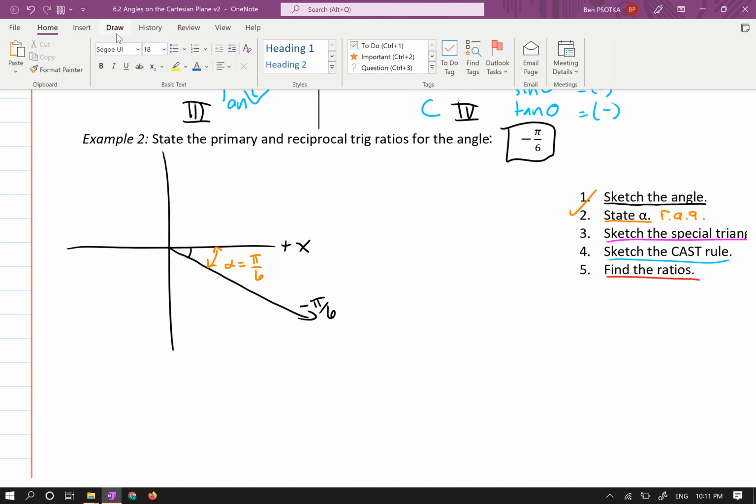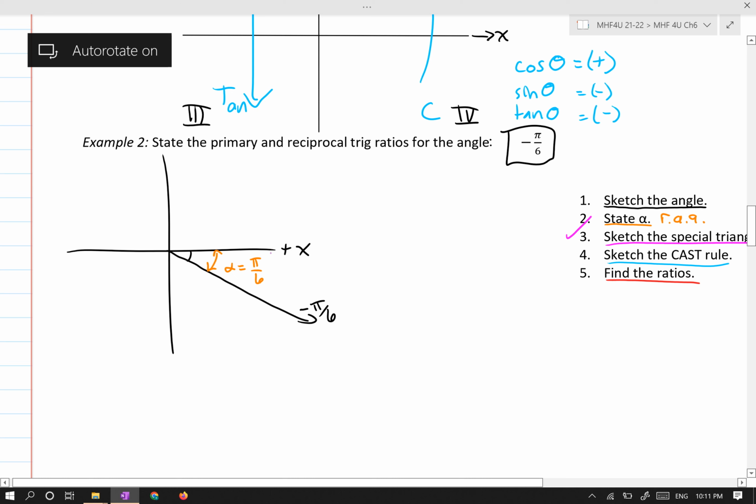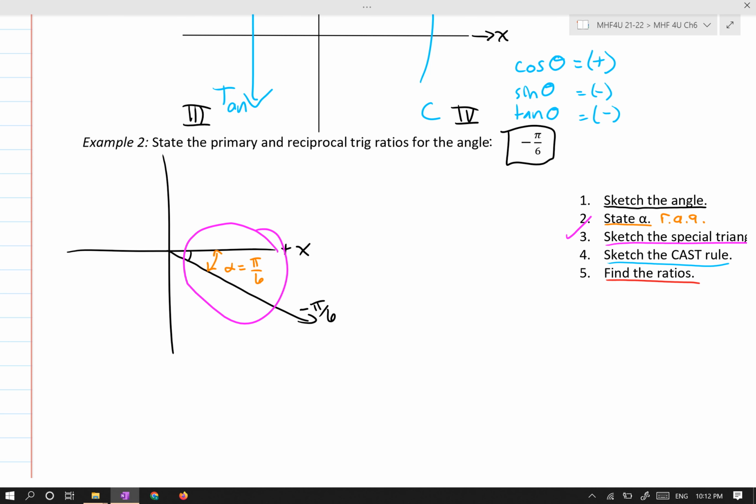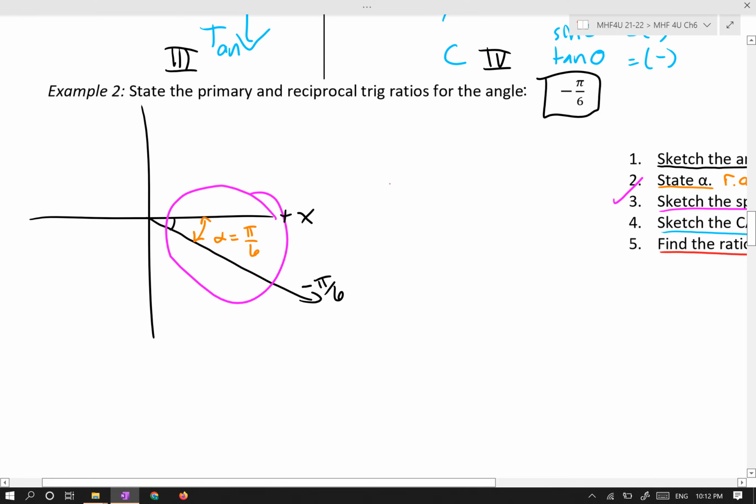Now what we need to do is find the special triangle that goes along with this related acute angle. That means we need to sketch a special triangle that includes the angle pi over 6. I encourage you to pause the video here and come up with that special triangle on your own. You should be able to do that because you practiced it earlier. All right, so we'll take that up right here. It's sketching the special triangle.